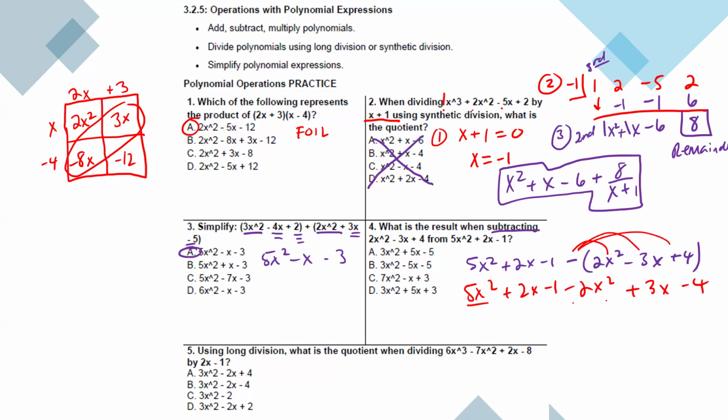So we have 5x squared and negative 2x squared, which makes 3x squared. We have 2x and 3x, which makes 5x. And we have negative 1 and negative 4, which makes negative 5. So our answer would be 3x squared plus 5x minus 5, which is A.